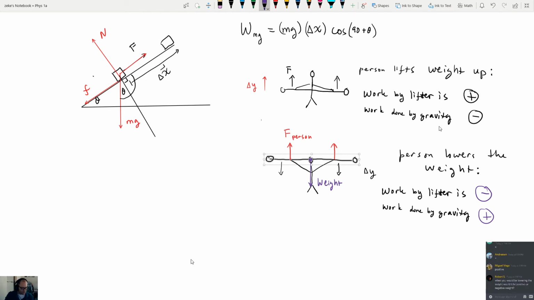When you would be lowering the weight, would it be positive or negative work? What do you mean negative? I mean, weight is pointing downwards. Oh, negative work. Okay. When you would be lowering the weight, would it be positive or negative work? Negative. It's negative because the person's force is up, but the displacement is down.